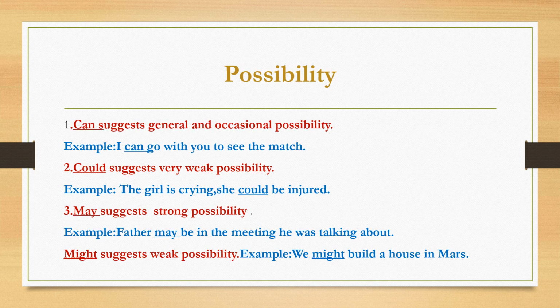Number three, may. May suggests strong possibility. Example, father may be in the meeting he was talking about. Might suggests weak possibility. Example, we might build a house in Mars. Now, this is something which is far from reality. Yes, man is reaching space and to the other planets also, but building a house is a weak possibility.